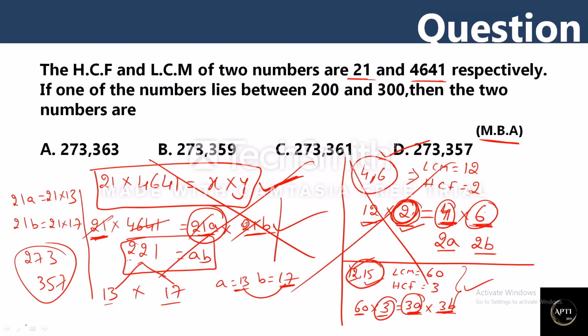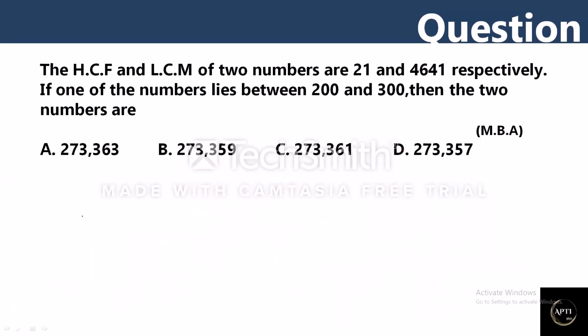Let me erase this. Now we'll get to a fresh question. The LCM is 4641, the HCF is 21, and we need to find these numbers. We'll apply the same logic as we discussed. What is the unit digit of the HCF? 1. What is the unit digit of the LCM? 1. What is 1 into 1? Whatever the result, for sure it will end with 1, correct?